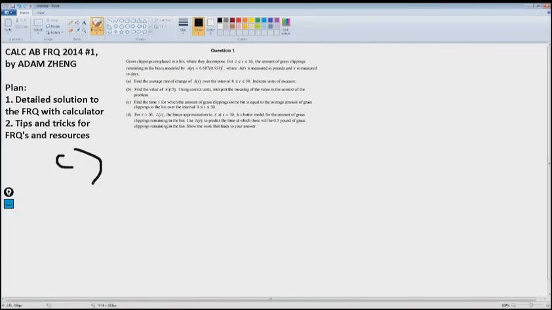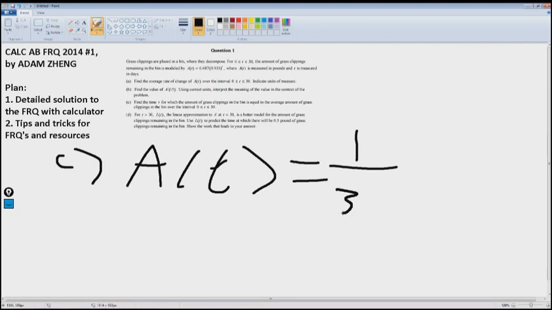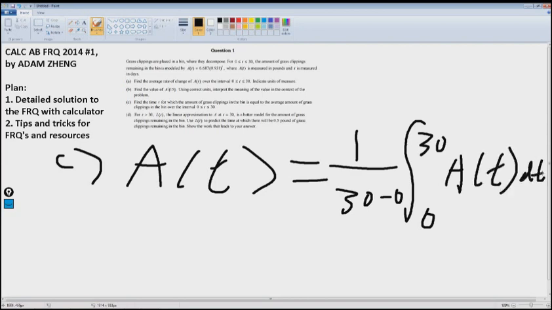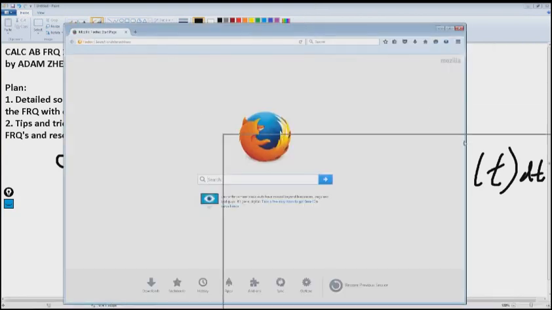Okay, for part C, we want to find the amount of grass clippings in the bin. Well, we want to find the time t such that the number of grass clippings in the bin is equal to the average amount of grass clippings in the bin over the interval 0 to 30. And this is just plugging in the formula for average value, and this is the equation we want to solve. Now this obviously can be evaluated, and actually let's evaluate it using Wolfram Alpha.